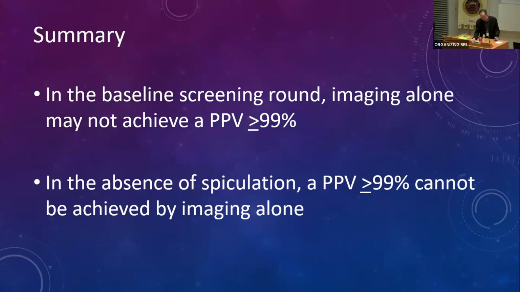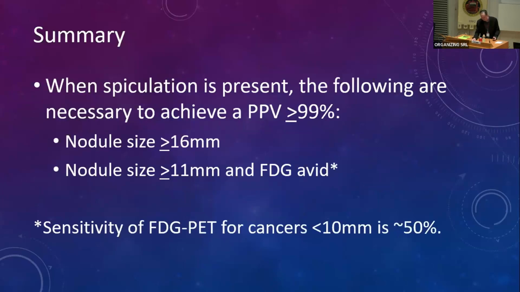And in the absence of speculation, even on the subsequent rounds of screening, on the annual repeats, a positive predictive value of 99% cannot really be achieved by imaging alone. Again, in the absence of speculation, even if the nodule had the same growth rate as a cancer or matched the growth rate of a typical cancer.